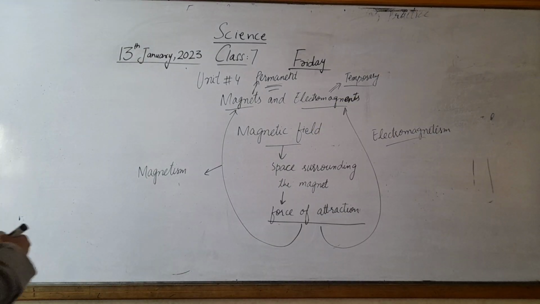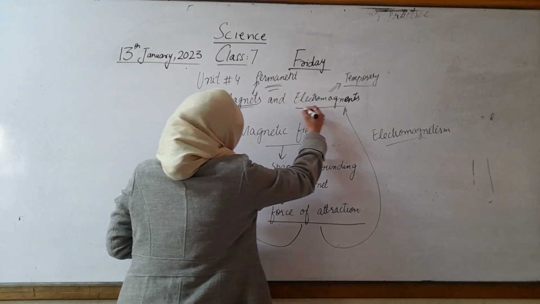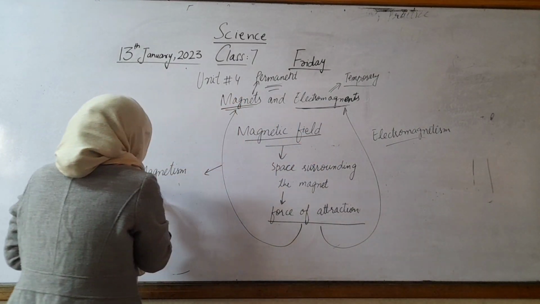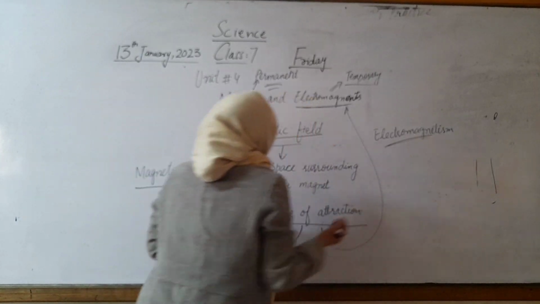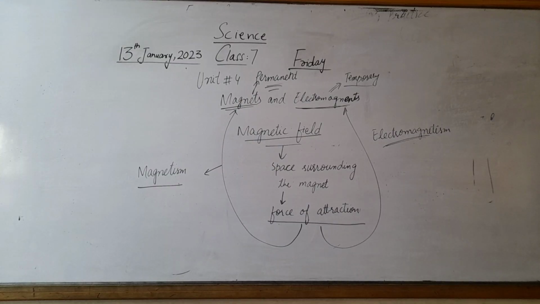These are the concepts: magnets, electromagnets, magnetic field, magnetism, electromagnetism. These are the concepts that compile the unit number 4, that is magnets and electromagnets. Okay? Clear? Okay, one by one we will discuss these concepts again. Okay? Munib, you will tell me about the magnets. What are magnets?